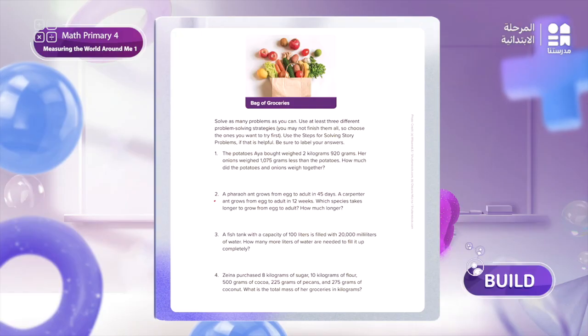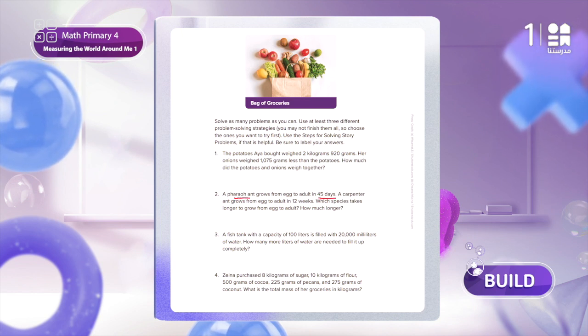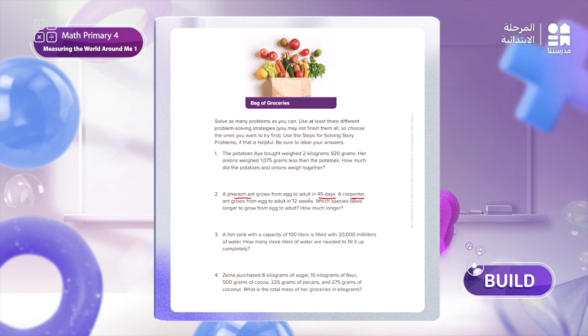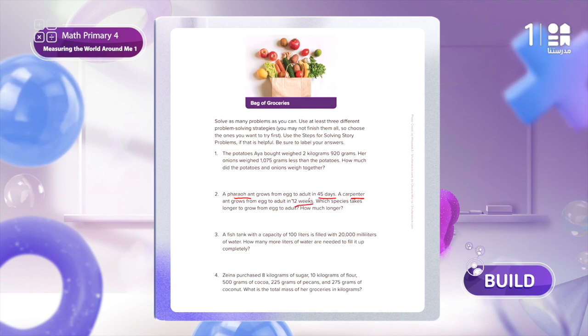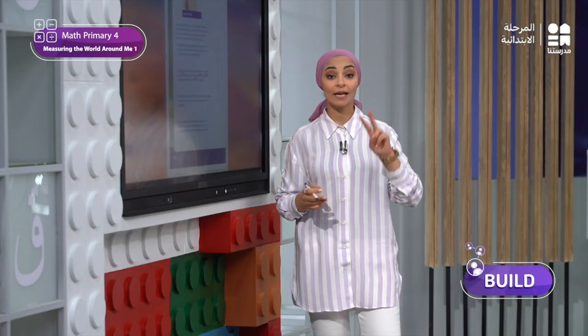Problem number 2 بتقول لي إيه؟ A furrow ant grows from egg to adult، بتكبر أو بتتحول من الإج للأدلت in 45 days. Furrow ant بتاخد وقت 45 days عشان تتحول from egg to adult. A carpenter ant، دي نوع تاني من الانت، grows from egg to adult بتاخد وقت 12 weeks. طيب السؤال بيقول لي إيه؟ Which species منهم takes longer to grow from egg to adult? مين بتاخد وقت أطول من التانية؟ السؤال التاني: how much longer.